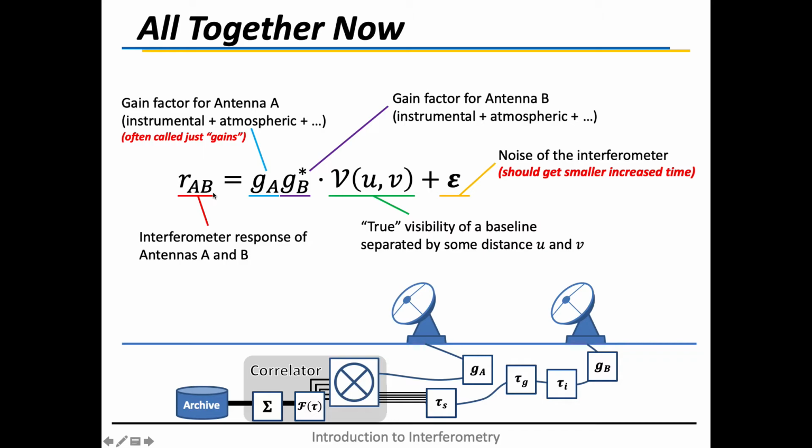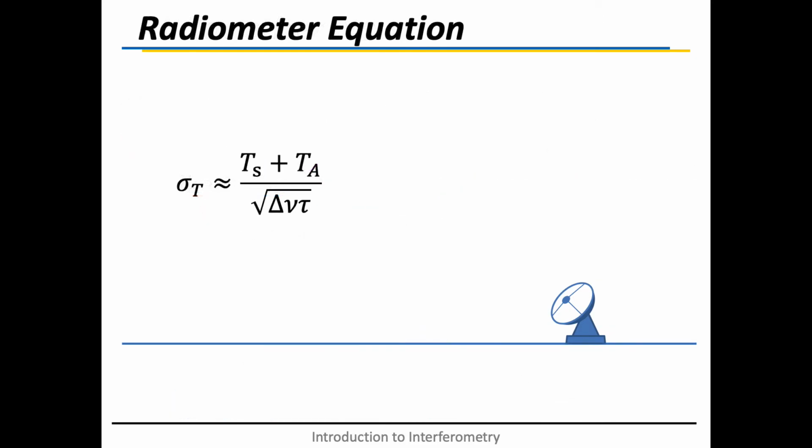So this is great, this is exciting, but we should talk a little bit more about what this epsilon is, because of course the noise is the thing that's dictating how much science we can do, or how deeply we can dive into the interferometer response. So before diving into the noise of the interferometer, let's talk about the noise that comes from a single telescope, which is typically described by this thing called the radiometer equation. And we have this equation for what that describes.